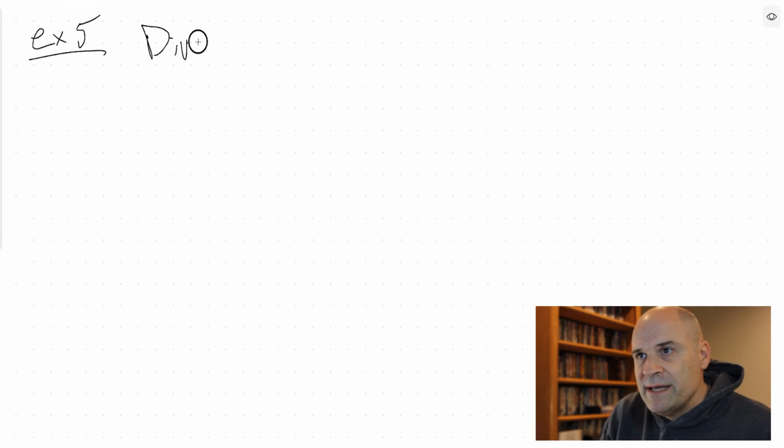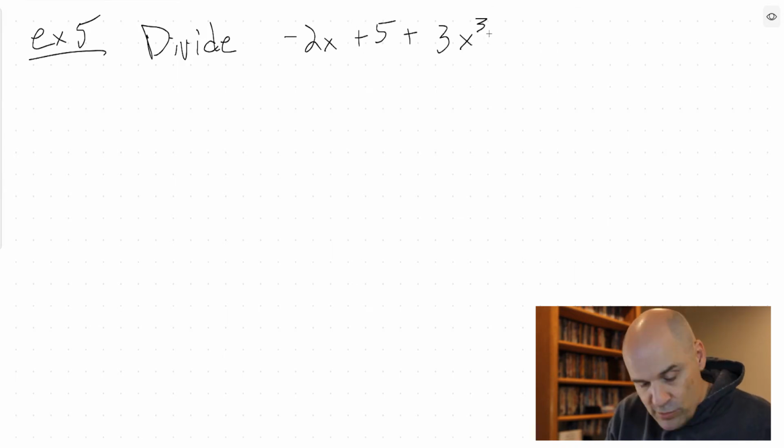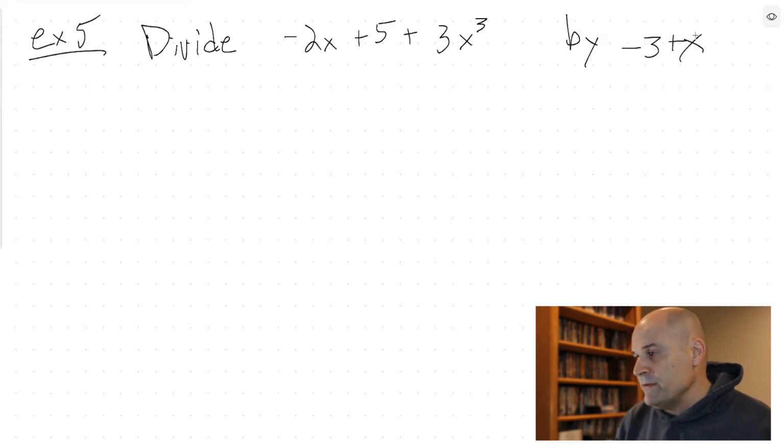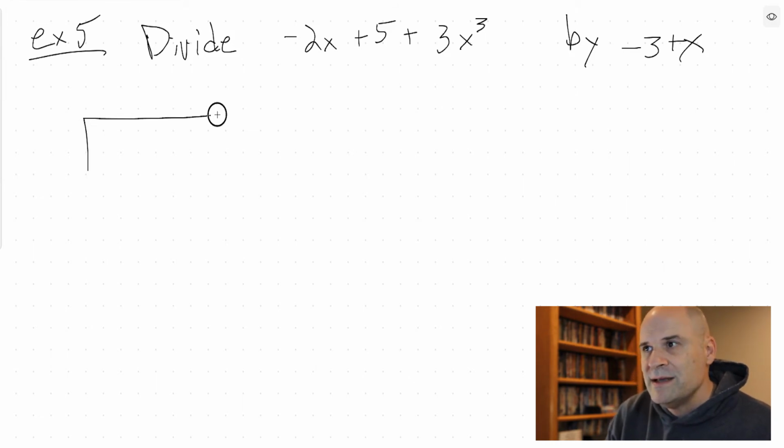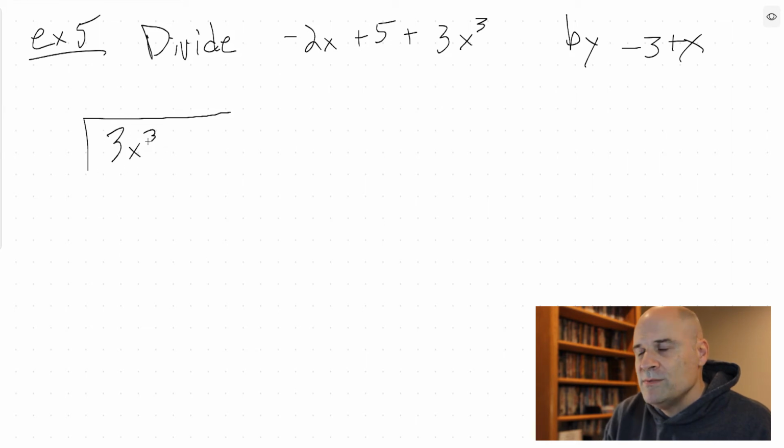We're going to divide this polynomial, -2x plus 5 plus 3x cubed, by -3 plus x. All right, first step, write everything in order. So what goes on the inside of the box? This guy. So we're going to write 3x cubed. What comes after cubed? There's a squared.